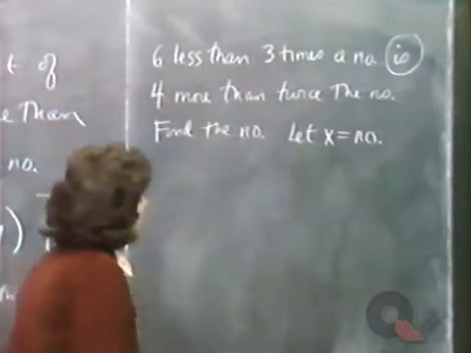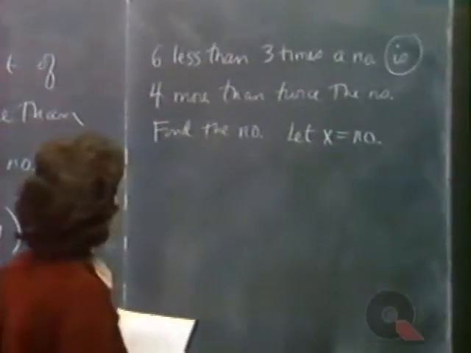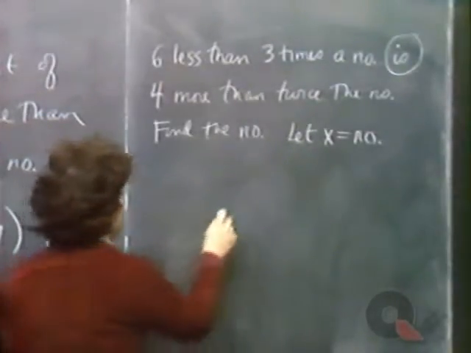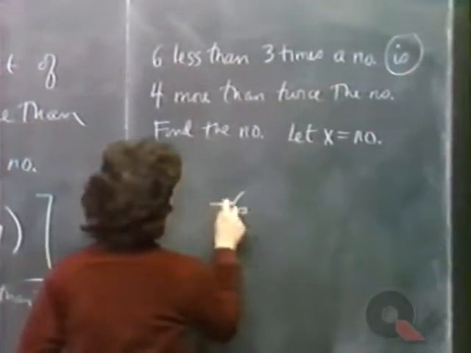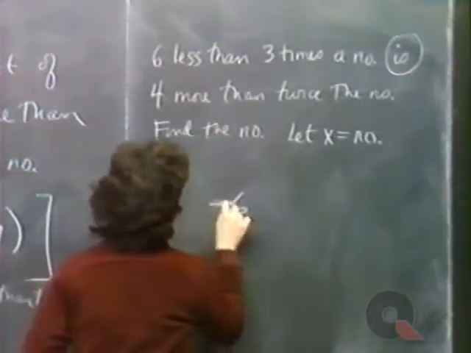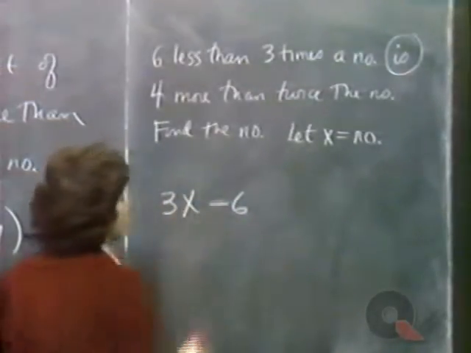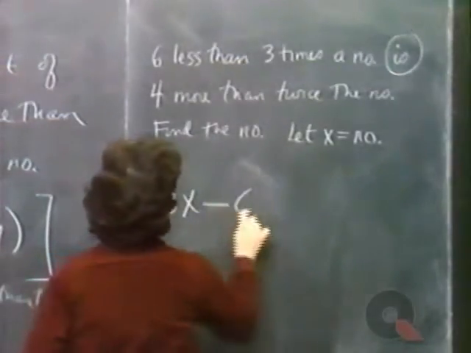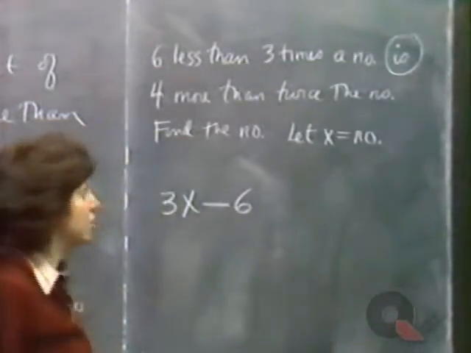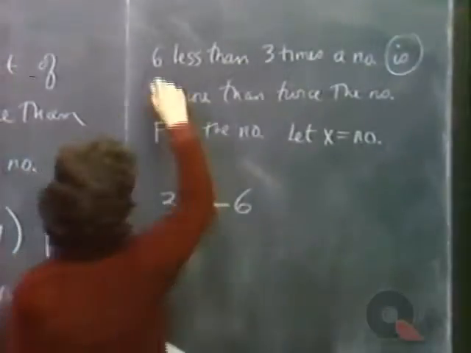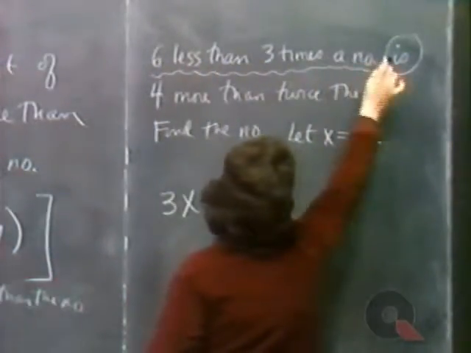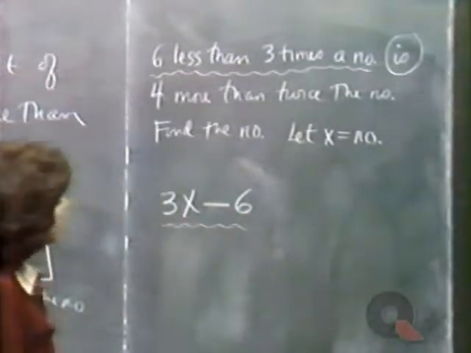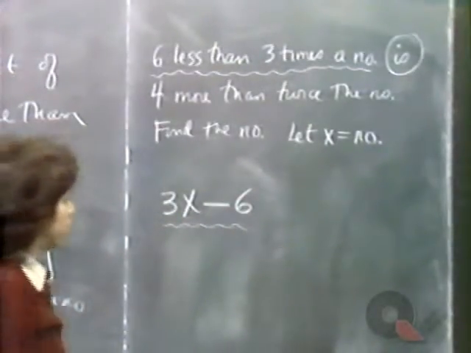Now, 6 less than 3 times a number. Let's just worry about that. 6 less than 3 times a number. 6 less, we're going to take 6 away from 3 times the number. 6 less than 3 times a number. I've translated this phrase here. That's over here. 6 less than 3 times a number.